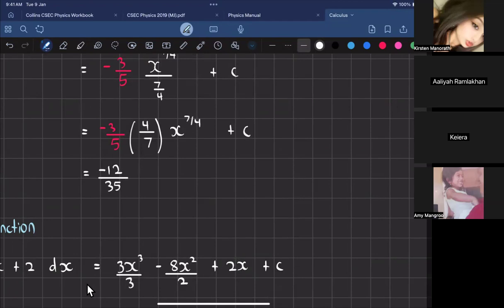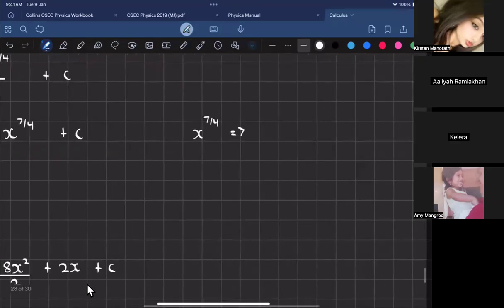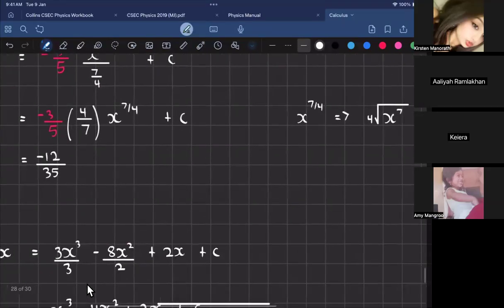And if we want to convert x to the power 7/4 to a root, how are we doing now? The fourth root, whatever is in the denominator, that's the root. So it will be the fourth root of x to the power 7. That's correct. Excellent.